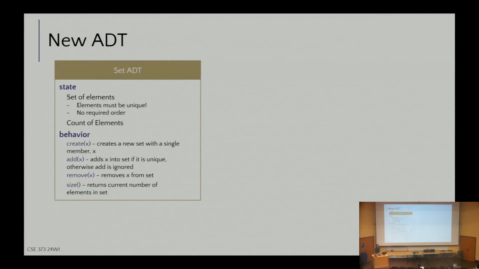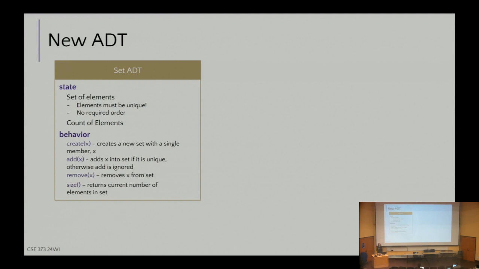Okay, how do we actually create this thing? So let's talk about the set ADT, the disjoint set ADT. What we're going to need to do is we need some sort of collection of items. We need to be able to create a new set within the disjoint set.